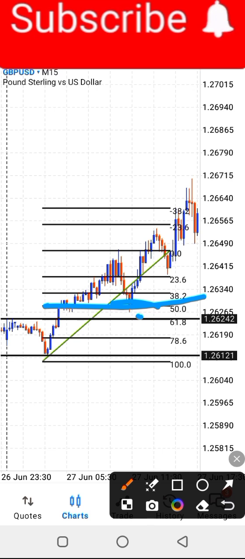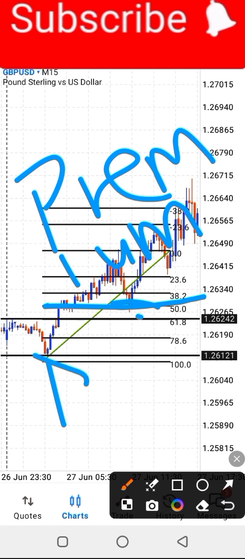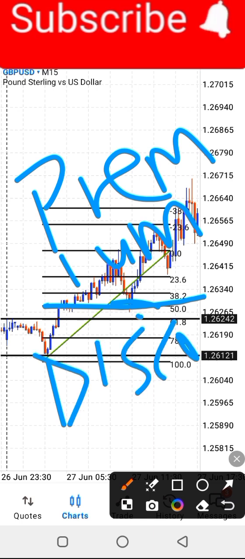While if you are selling, by the time you fib, you are trying to sell above the 50 level. Above the 50 level in a selling scenario is what we call the premium region. So you want to be selling from premium, while in a buying scenario, below the 50 is what we call discount.